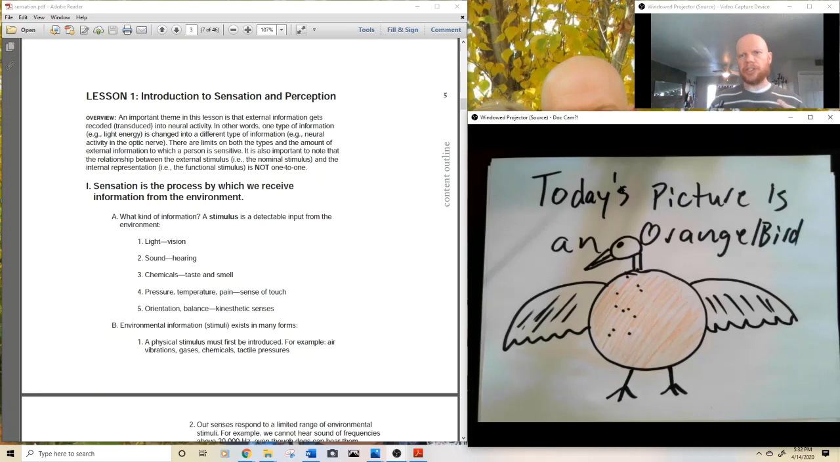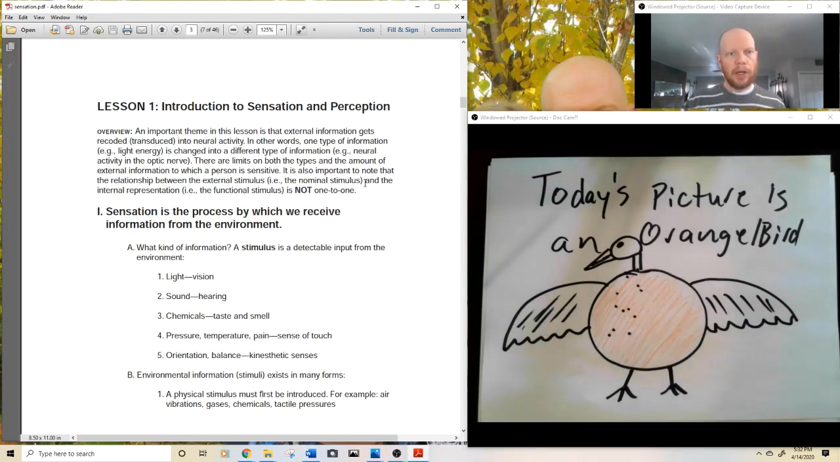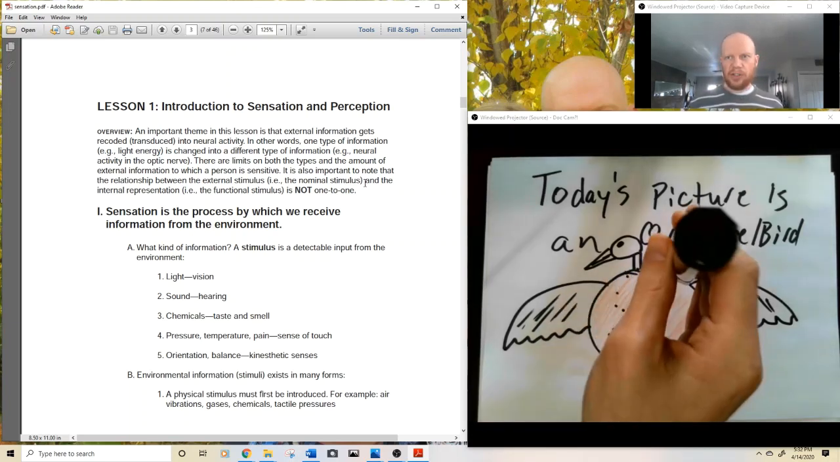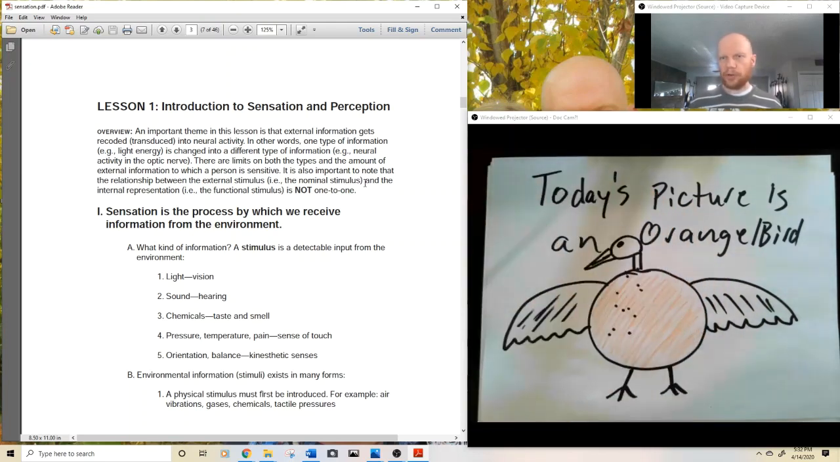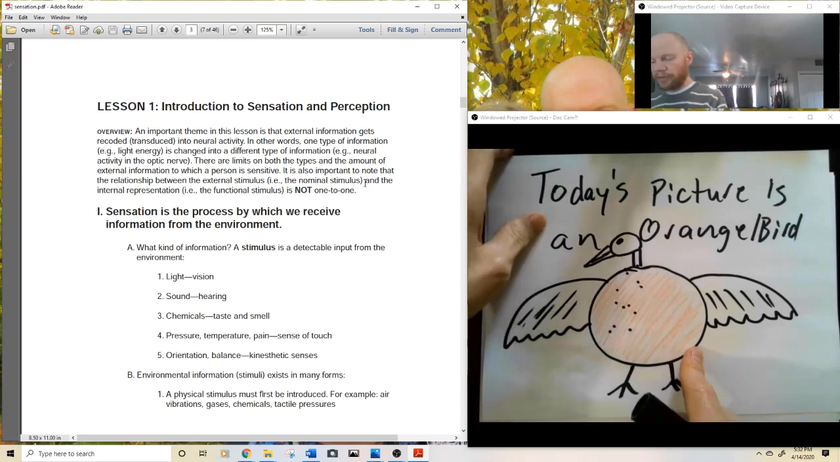So sensation, perception. Sensation is the process by which we receive information from the environment. So let's make this kind of bigger. There we go. So stuff comes in to us from the environment. You see a picture of an orange bird. These things come into your face, or you hear my voice, and the sensation is the process by which you receive information from the environment.